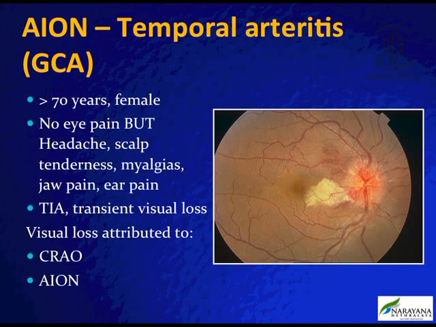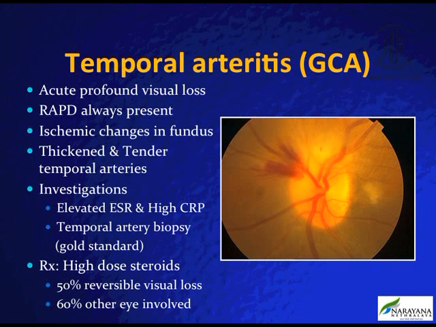Coming to AAION, which is basically temporal arteritis, it's seen over 70 years and more in females. Here there's no eye pain, but the patient would have headache, scalp tenderness, myalgias, etc. Most important event is transient visual loss or TIAs. If you suspect a TIA with an arteritic and appearance of a disc edema, think in terms of an arteritic AION. And the visual loss here is due to CRAO or because of AION.